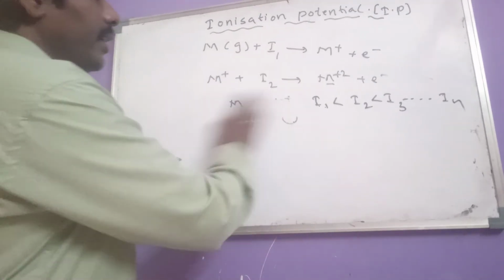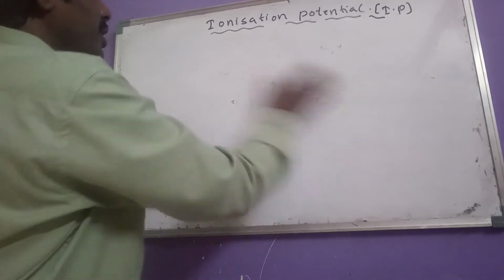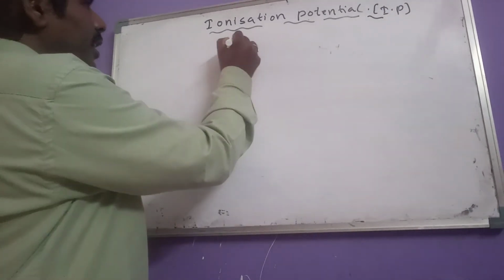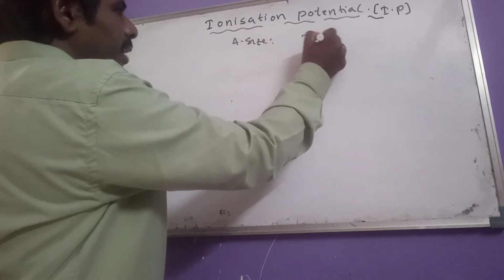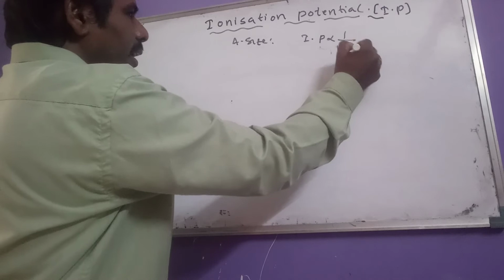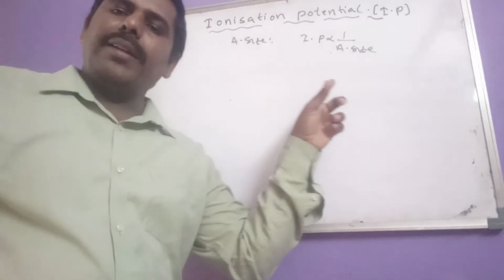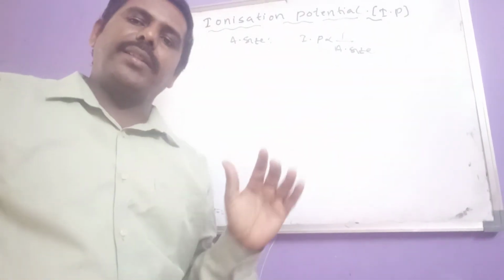Now let us see what the factors affecting ionization potential are. The first factor is atomic size. Atomic size and ionization potential are inversely proportional to one another. As atomic size increases, ionization potential decreases.